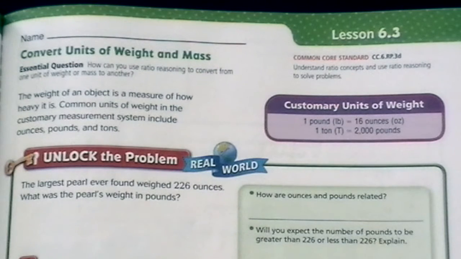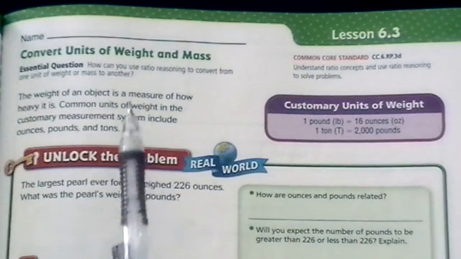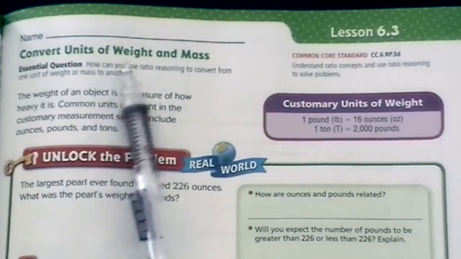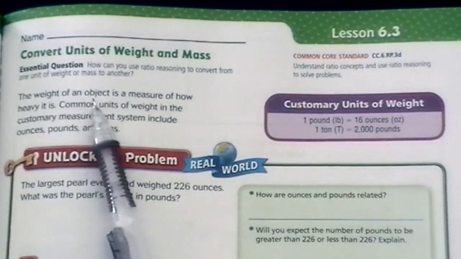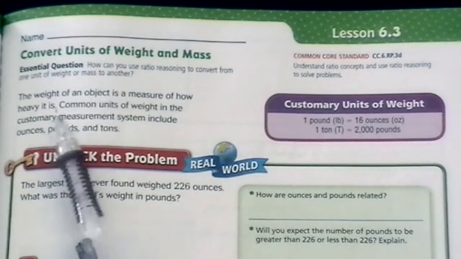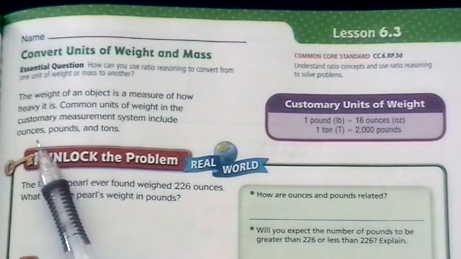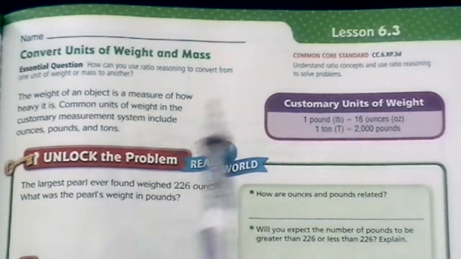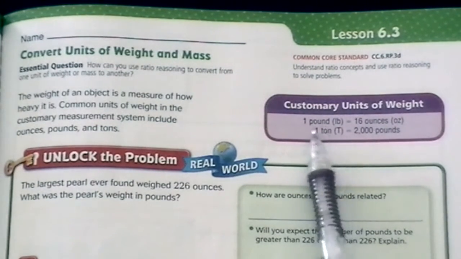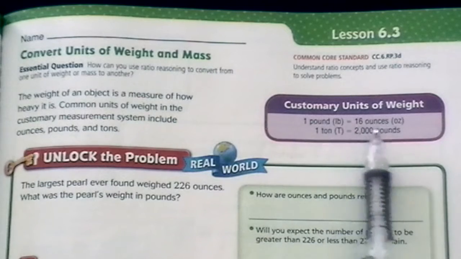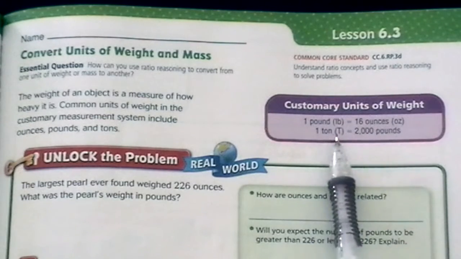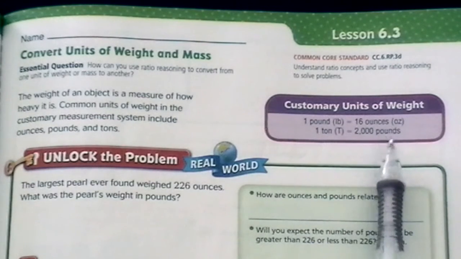Okay, so here we are on page 227, lesson 6.3. Let's read from the top of the page. Convert units of weight and mass. The weight of an object is a measure of how heavy it is. Common units of weight in the customary measurement system include ounces, pounds, and tons. If we look over here, we can see what the conversion rates are. 1 pound equals 16 ounces, and 1 ton equals 2,000 pounds.